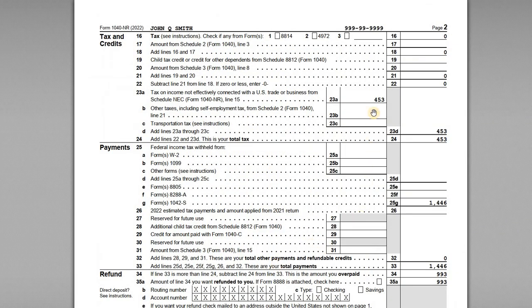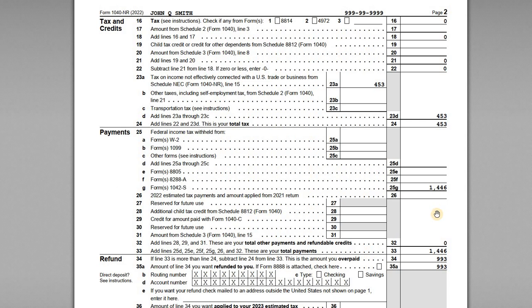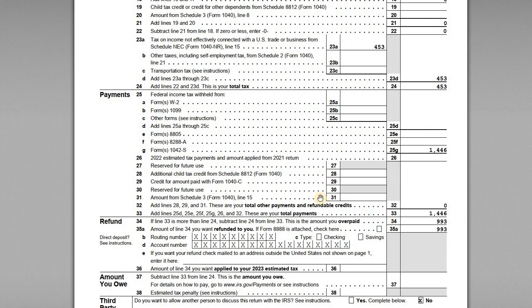So when those amounts are reported up here, right, the tax that he owes on the income not effectively connected, right, $453. And then the amount of credit he gets are the federal taxes withheld on the 1042Ss. So the amount of federal income tax withheld is reported here on line 25G. So there's the Form 1042S amounts. And then the total, when we add up the two from both 1042Ss, we get $1,446. And so that's going to result in a refund of $993. All right. So that's how all of the financial numbers are moving around here on this return.